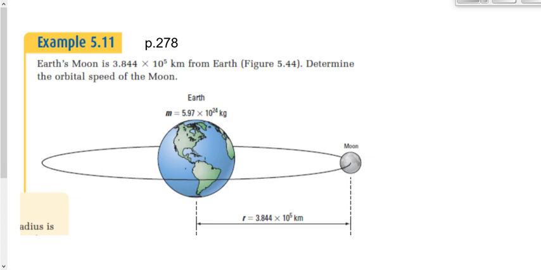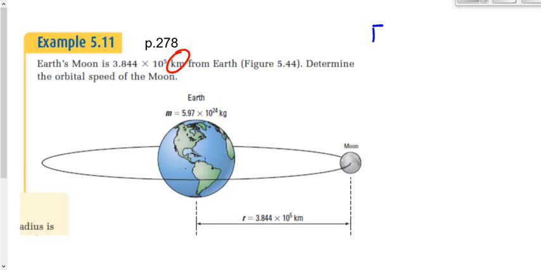Here's a question on page 278. It says, Earth's moon is this far from the Earth. That's a distance that we like because it's from center to center. You can see in the diagram. But we don't like the kilometer part of it. We want to convert that to meters. So I'm going to circle that to draw attention to it. We're going to find the orbital speed of the moon.